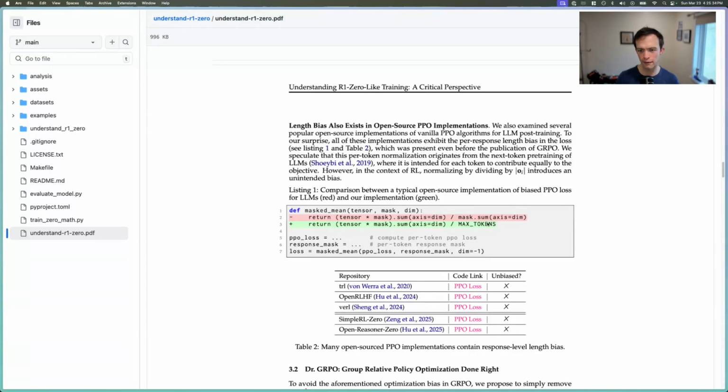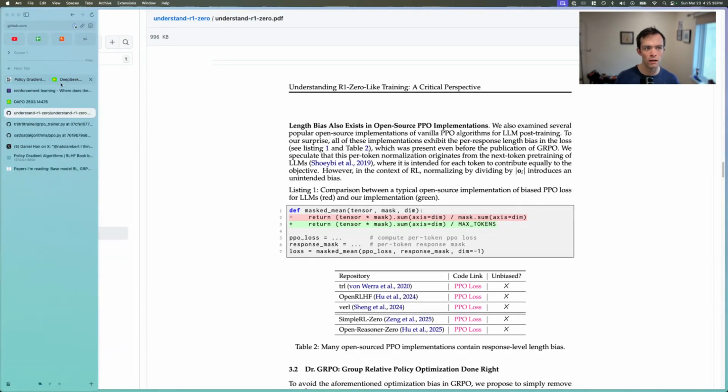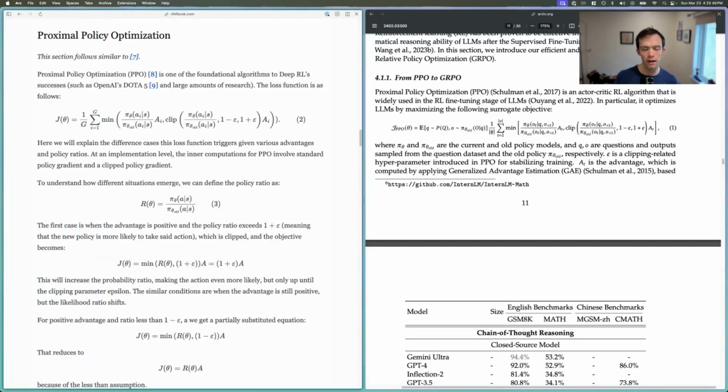I don't think that this actually has a huge impact. And I would guess that DeepSeek has considered these things. And a lot of people have kept this 1 over O term for stability and kind of pushing the frontier of RL literature for language models out over time.